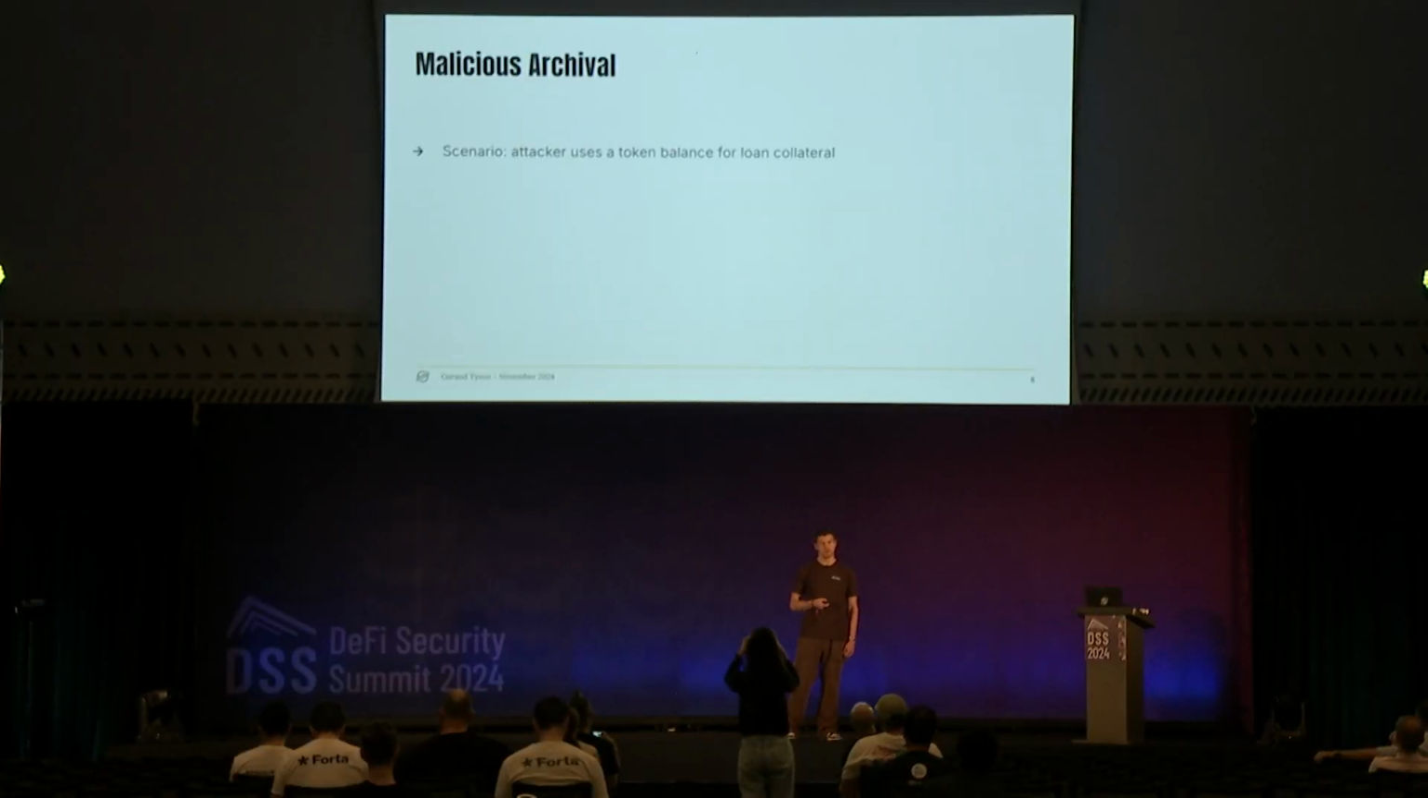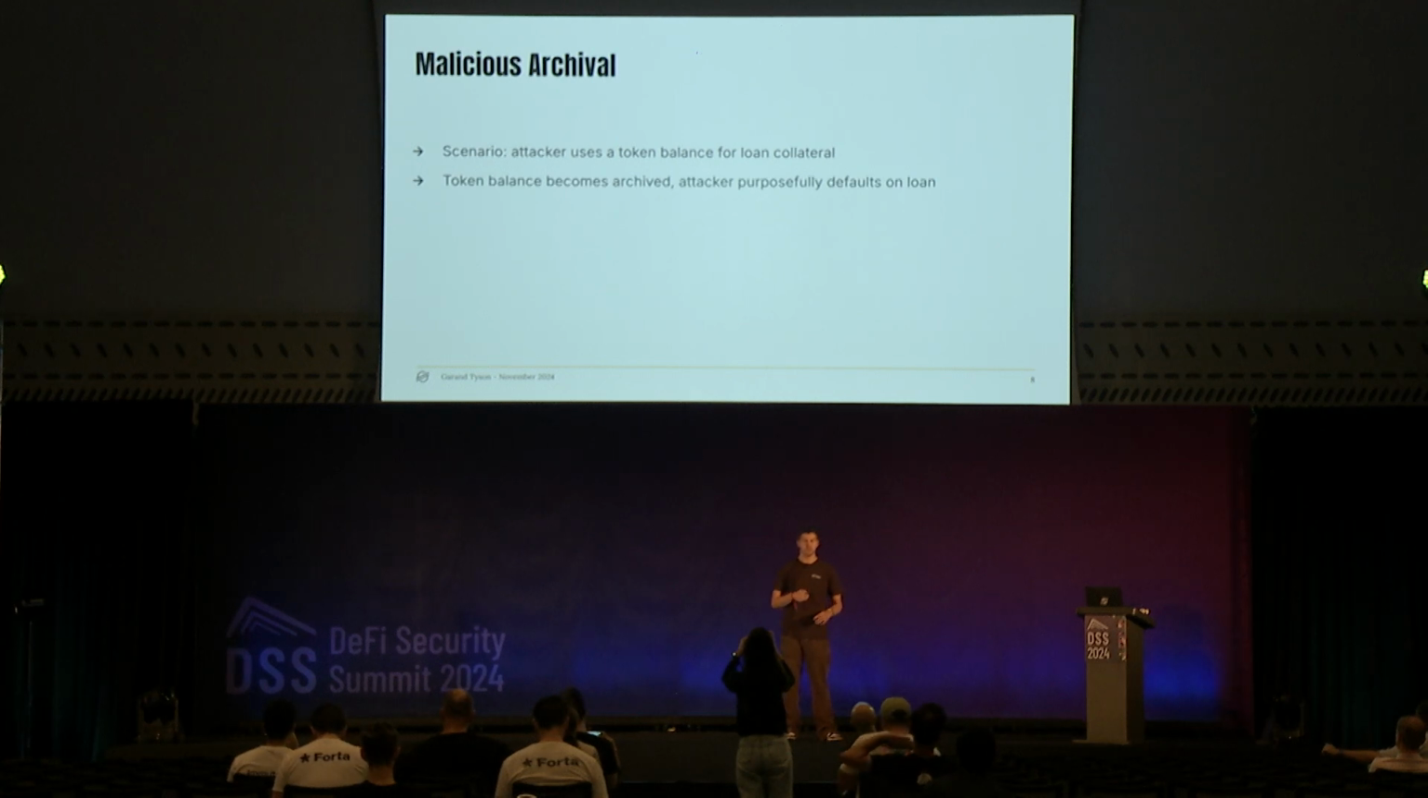And so in this scenario, the attacker is going to take out a loan, and that loan is going to have some token balance as collateral. Now, as the attacker, I'm going to purposefully let my collateral become archived such that its TTL expires, and I'm going to then default on my loan.